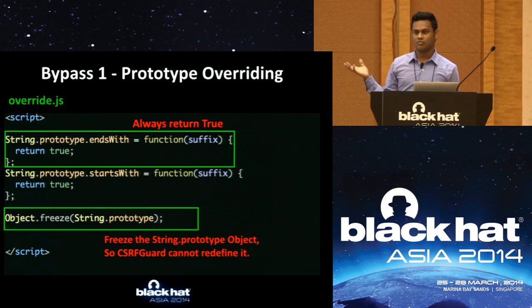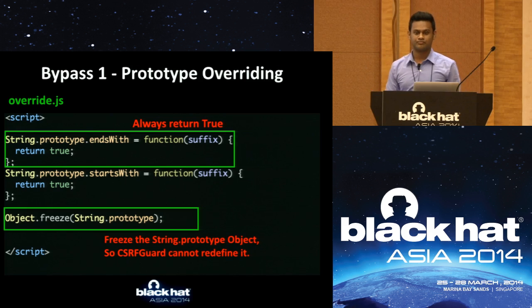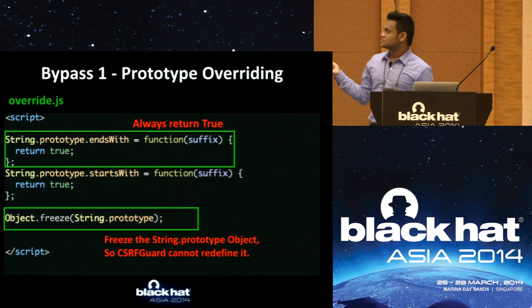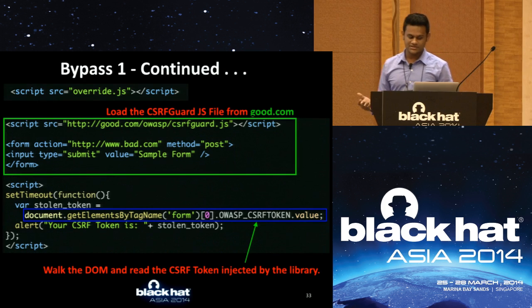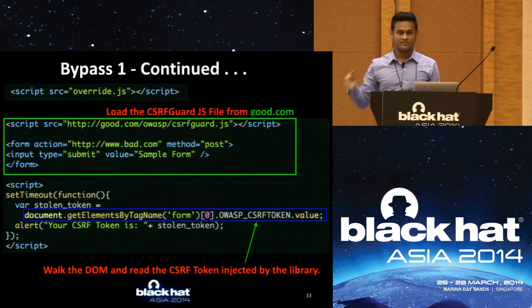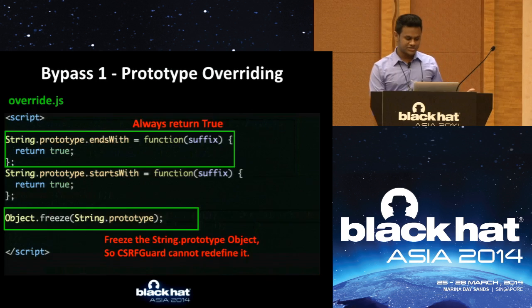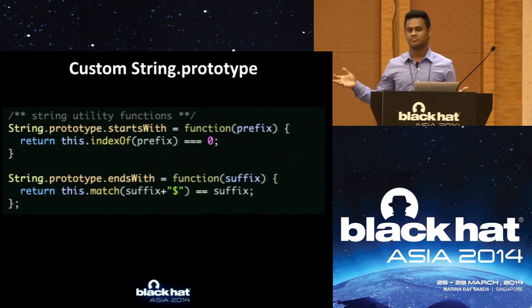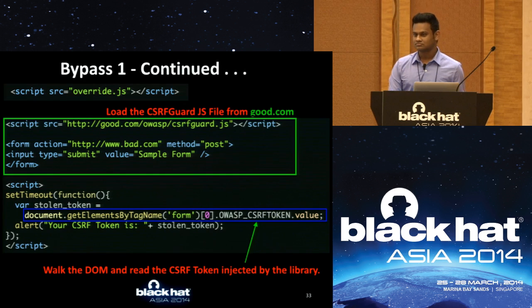So the attacker can have something like override.js, and he can go and say String.prototype.endsWith is always going to return true. And you can say Object.freeze of String.prototype. He loads this code on the top, and then he tries to load the CSRFGuard framework from the cross-domain website, which is bad.com, by the way. Now, the original implementation of the custom string prototype by the author is not going to be replaced, because it returns an error because of the Object.freeze which the attacker did. It's quite natural.